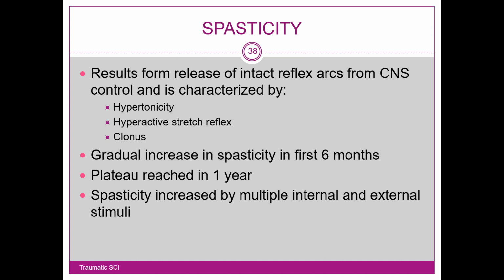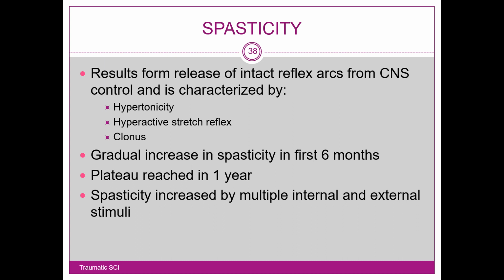So in spinal cord injury, initially there will be flaccidity at the level of the lesion. Below the level of the lesion, there will be spasticity. The higher the spasticity increases, the better it is. So the time that we have as physical therapists to recover this is around 1 year. It gradually increases in the first 6 months and plateaus by 1 year. So by 1 year, maximum effort should be made to manage the spasticity and make it more functional.